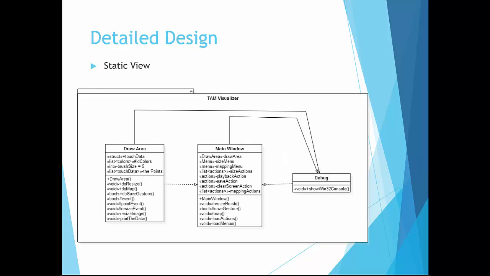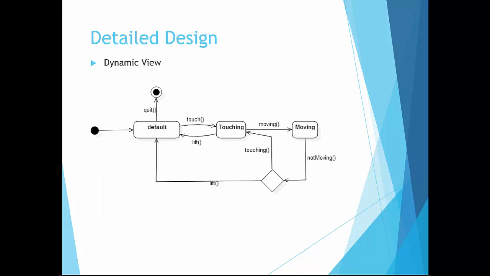The detailed design. Here is the static view for the TAM visualizer. As we can see, the TAM visualizer consists of three different classes: the draw area, the main window, and the debug. Here we can see some of the functions and attributes of each class. The dynamic view for the main function in the TAM visualizer is the touch.